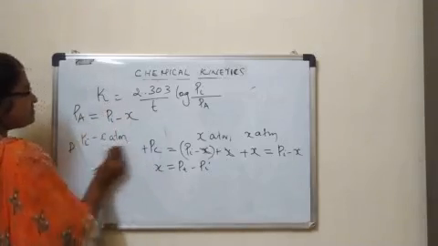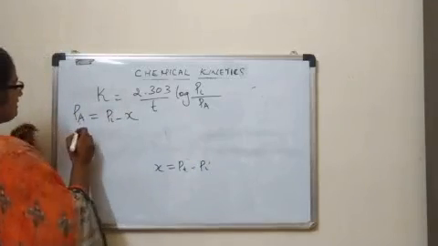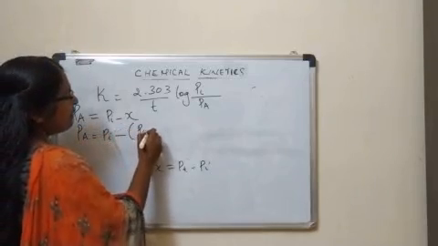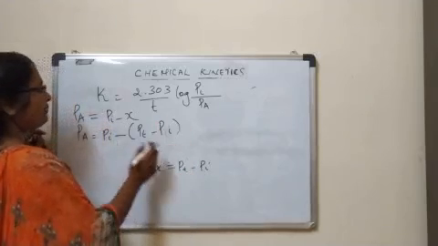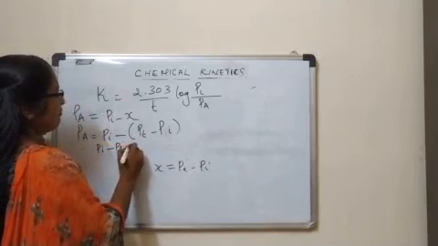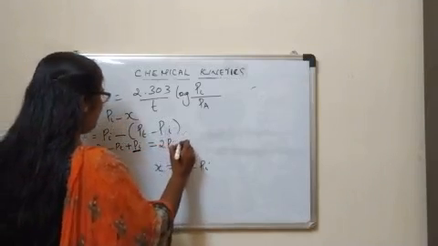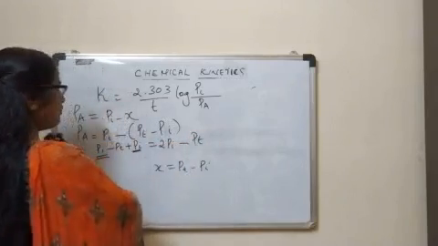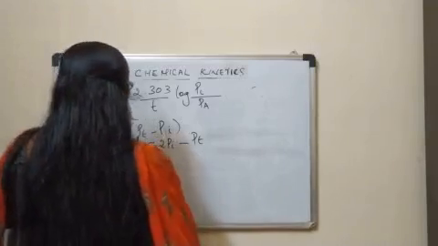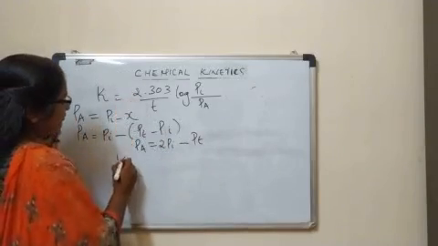Next step is we are substituting the value of X in this equation, that is, for Pa is equal to Pi minus X. X is equal to Pt minus Pi. So it will be Pi minus Pt plus Pi, which is equal to 2 Pi minus Pt. Sorry, not X is equal to, Pa is equal to 2 Pi minus Pt. Then we are substituting the value of Pa in this equation.